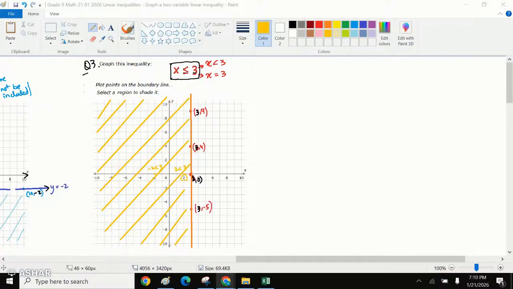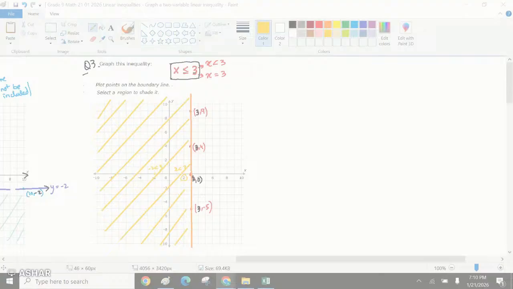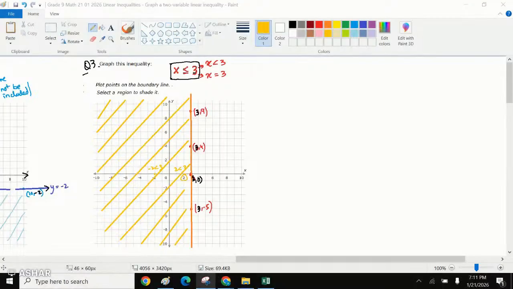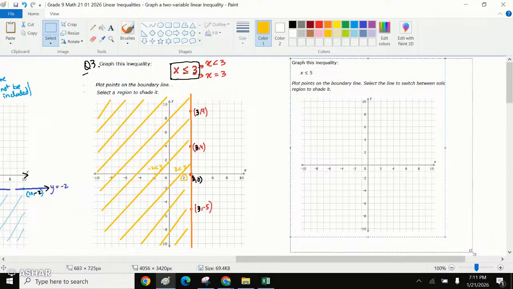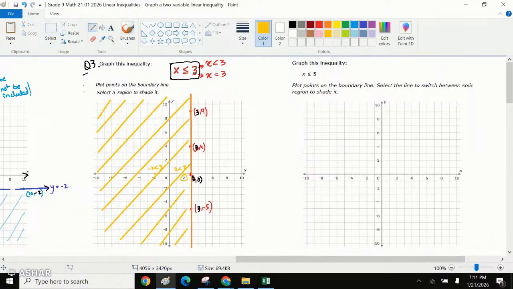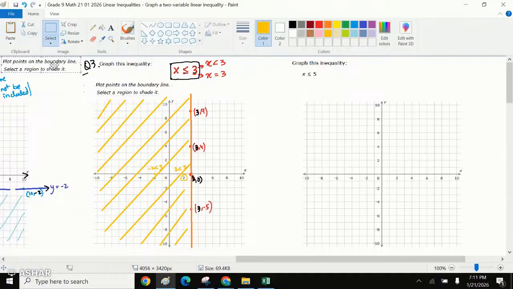Moving on to the next question. The next question says, graph this inequality, x is less than equals to 5. Okay. I'm just copying the question on the screen. So for this given question, we need to find this, okay, and this given information is given to us.